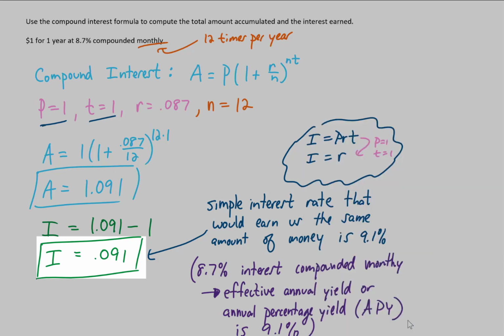Now, the reason that we used P equals 1 and T equals 1 in this problem is because when we do that, the amount of interest that we earn is going to actually give us the simple interest rate that would earn us that same amount of money over the course of that year.